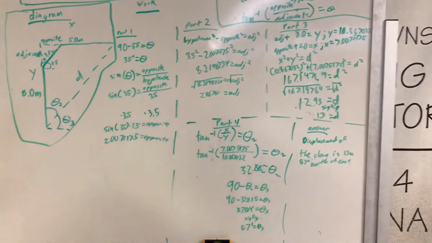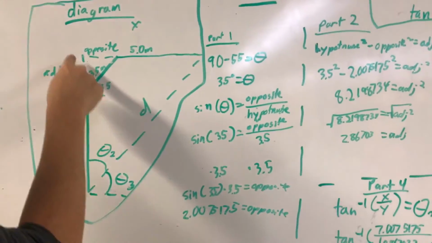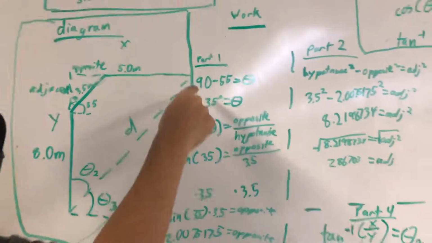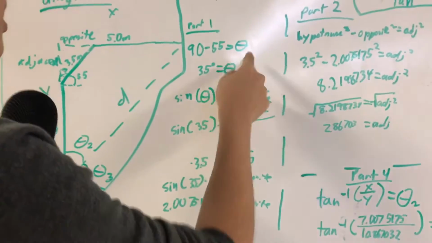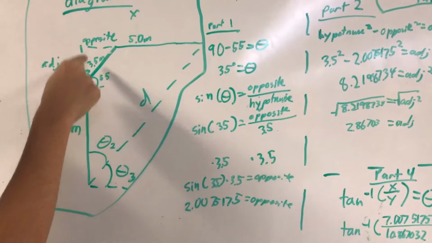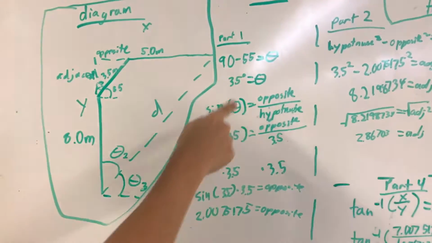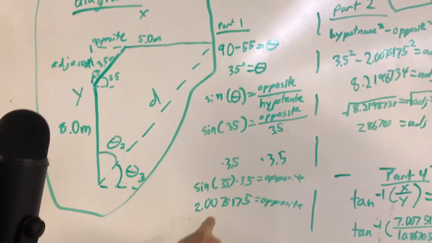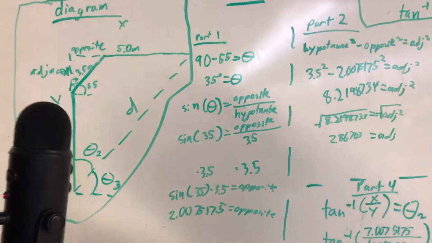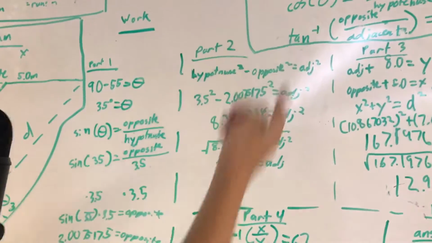So let's start with the first part. Right now, we want to find all the data for this small triangle right here. So we must find theta right here. You do 90 minus 55 equals theta. Simplify that out, and then you find the sine of this so you can find the opposite. After doing the whole thing, you get 2.007517 meters equals opposite.